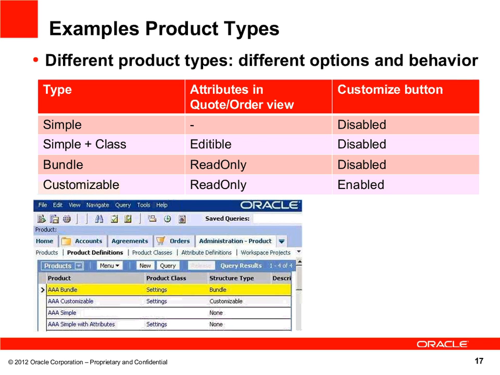And attributes are usually only read-only, besides if you have a simple product with a class edit. Then they are editable under the quotes and order view, which is not possible for bundles or customizable products. For customizable products, you always have to go to the eConfigurator in order to make any changes. For bundles, you cannot make changes because it's fixed.